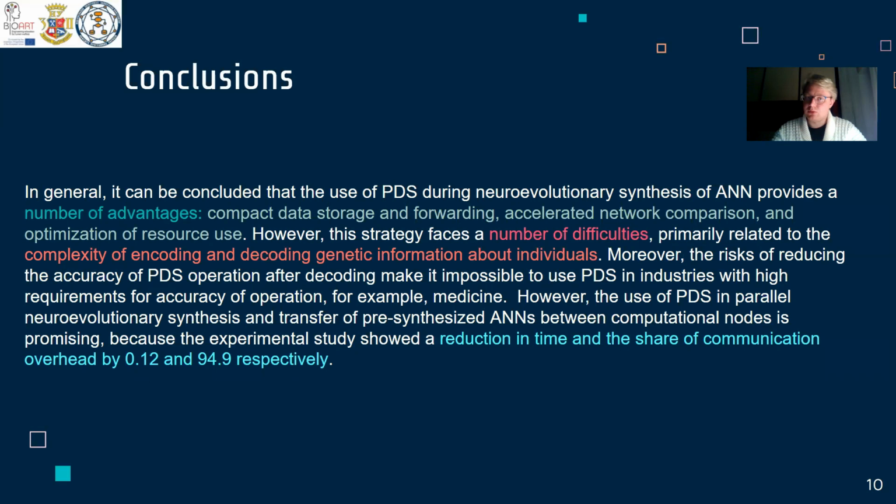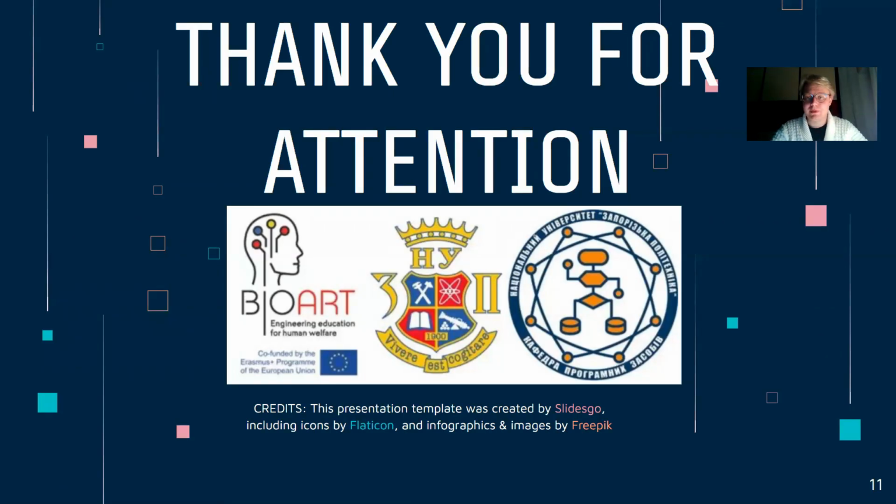During neuroevolution, we have the best solution and we must transfer it, for example, from the server to another workstation. For this, we can use a probabilistic data structure, because we will have really compact information about this neural net, and it can be transferred to another workstation. It can be explained by the good result of reducing the synthesis time and reducing the communication overhead in a parallel system. So this is the end of my presentation.